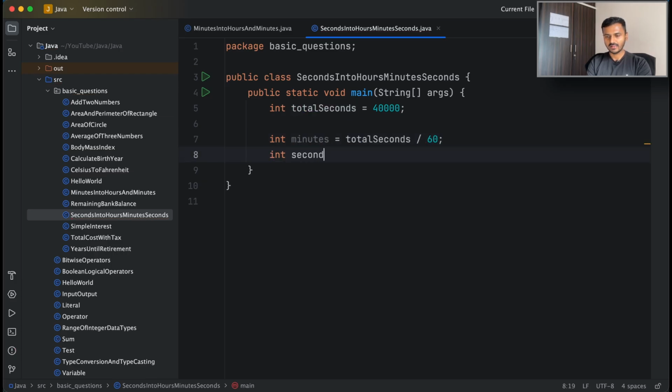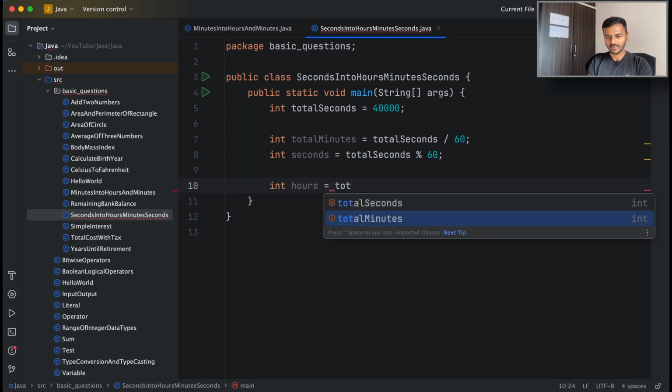And we need to find the number of seconds, which will be total seconds mod 60. Now, once we have the number of minutes, and this actually is not just minutes, this is total minutes. Now with total minutes, we can find the number of hours, and that can be done this way.